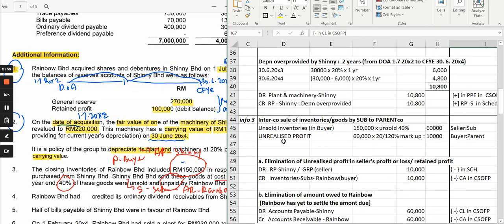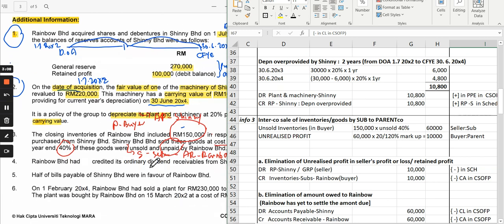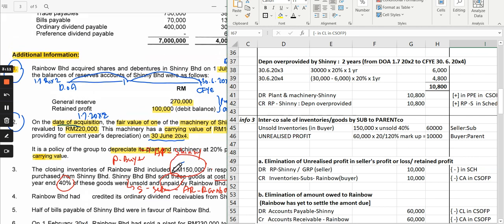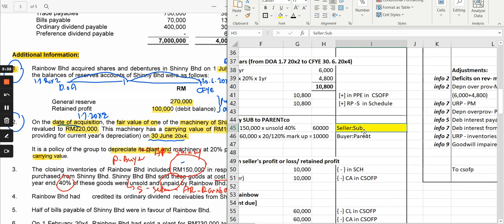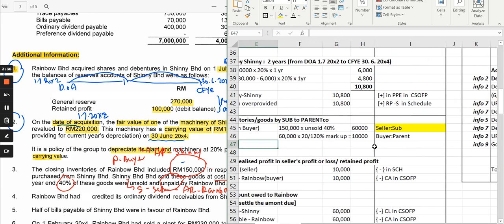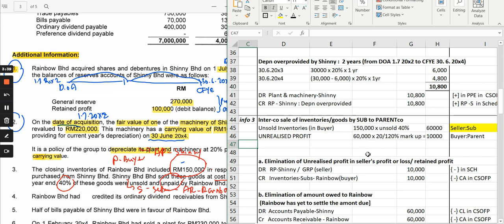the elimination of unrealized profit needs to be done together with that elimination for the intercompany accounts payable and receivable balance. Before that, our unrealized profit, unsold inventories, yes, it is 60,000. If you take this 150,000 multiplied by 40%, you have 60,000. Remember, seller is the subsidiary company, buyer is the parent. So unrealized profit will be adjusted in the seller. It will be adjusted in the seller.